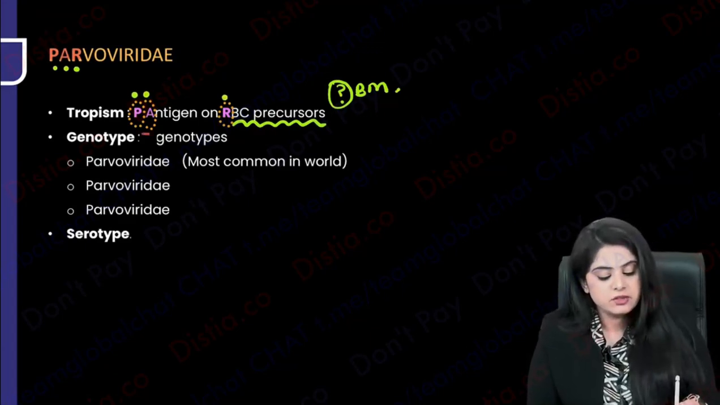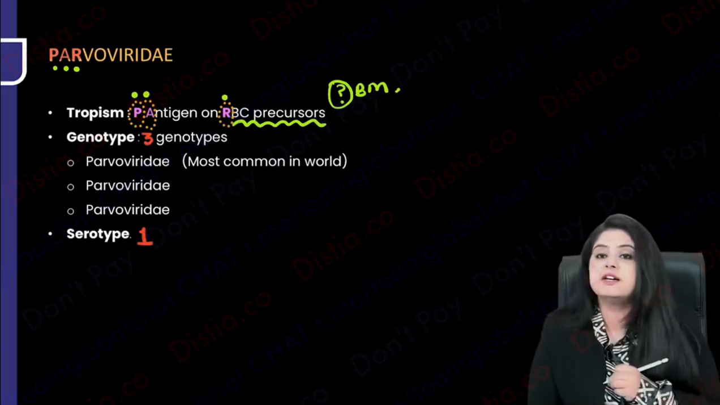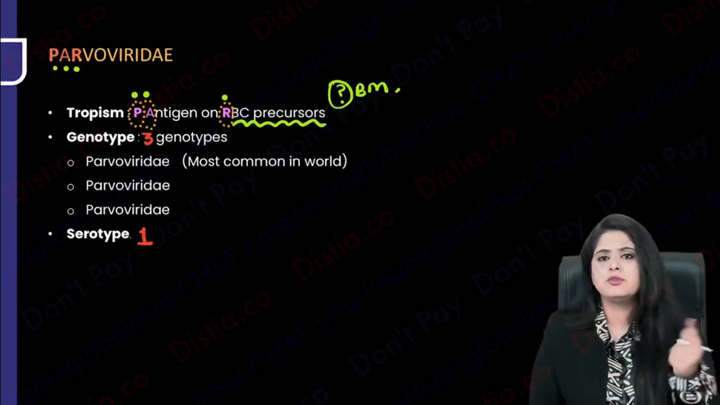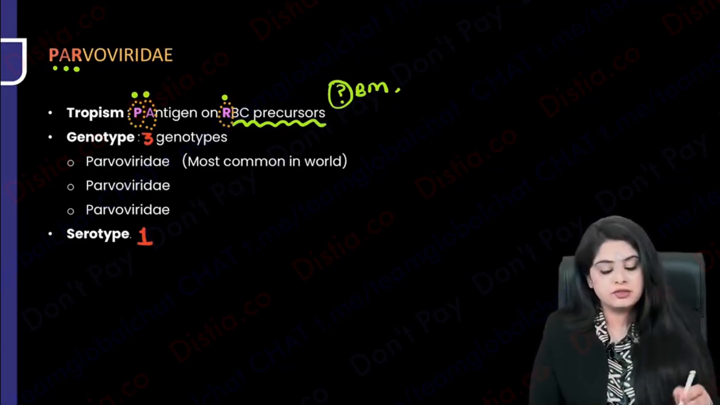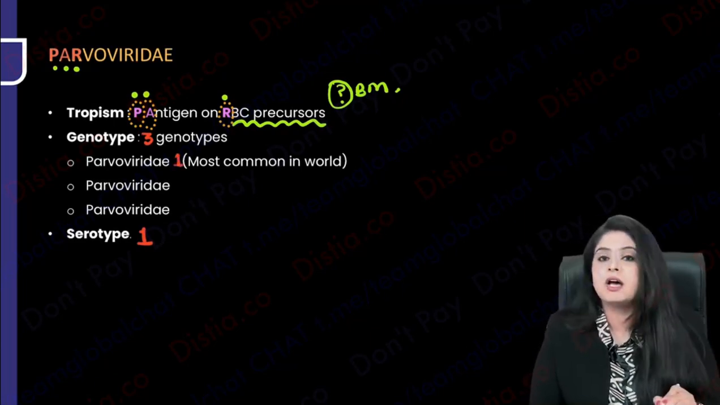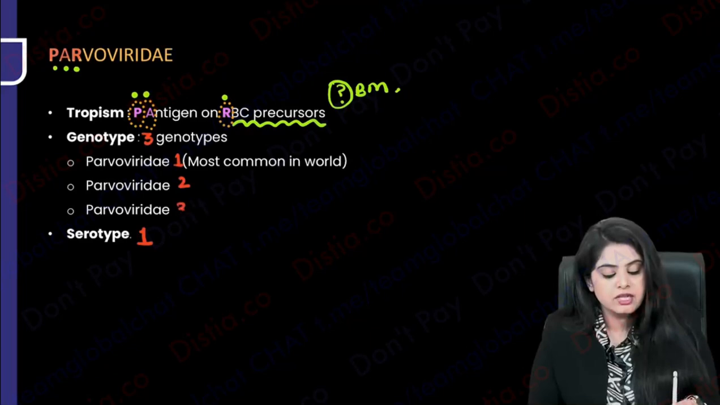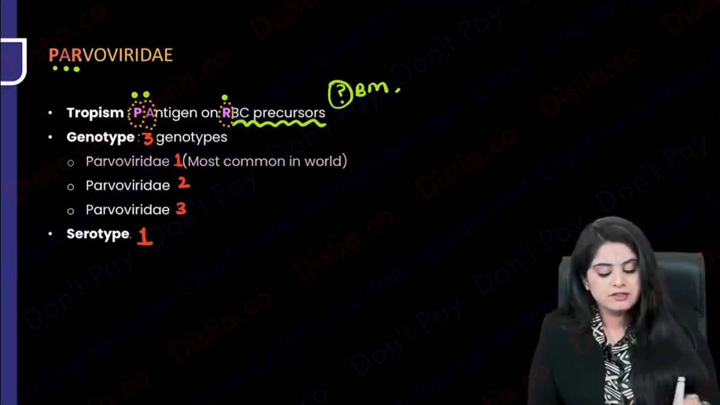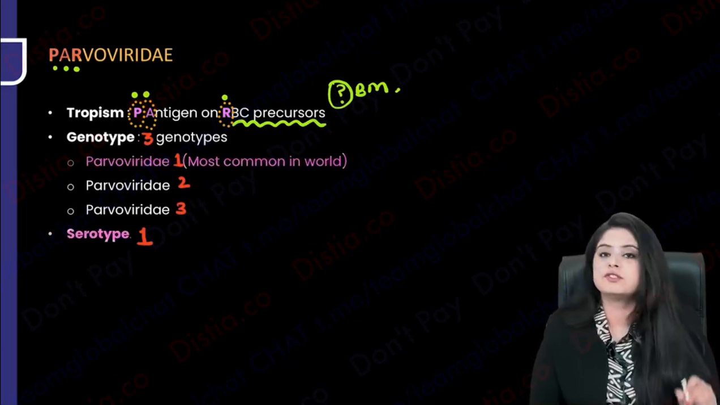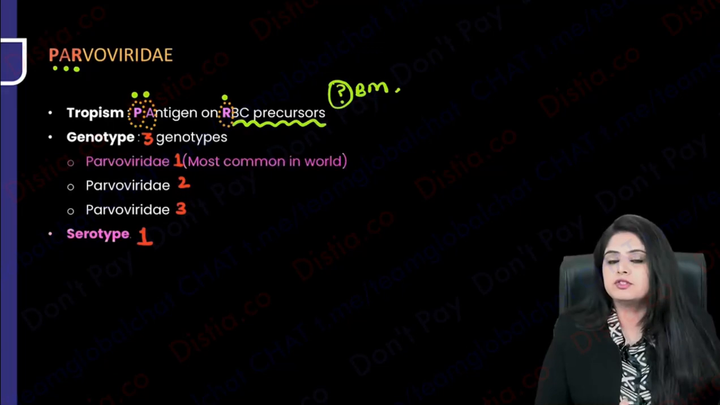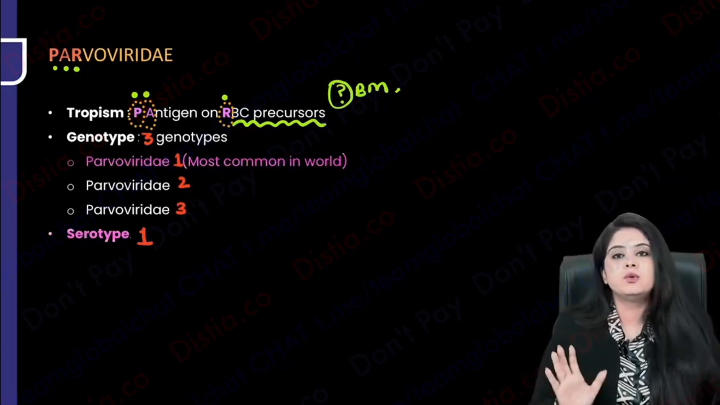Let me tell you, it has a total of 3 genotypes and 1 serotype. So serotype is just one. Genotypes are 3. This means genotypes are going to be parvovirus 1, 2 and 3, out of which the most common in the world is the first one. So overall the first genotype is important. Serotype is there only one, right?